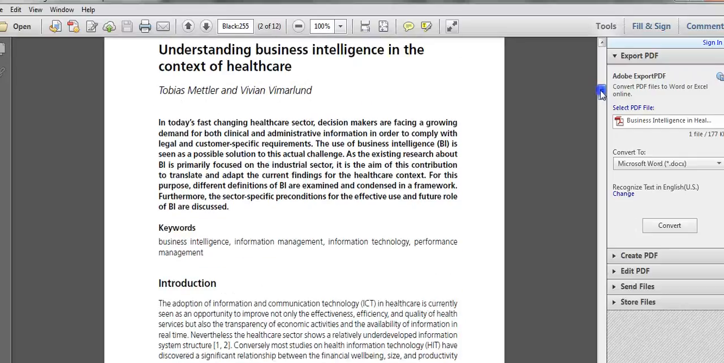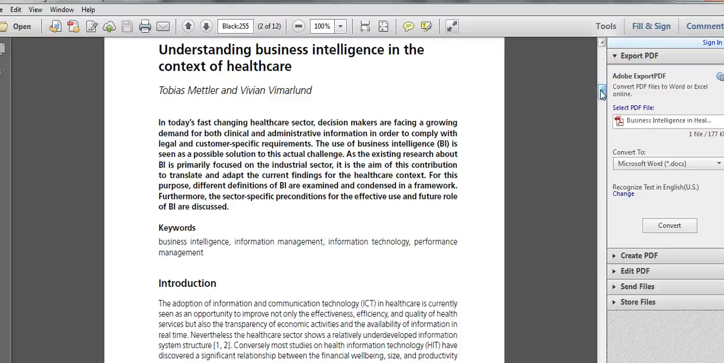So let's look at it. It talks about understanding business intelligence in the context of healthcare. In today's fast-changing healthcare sector, decision makers demand clinical and administrative information in order to comply with legal and customer-specific requirements. Use of business intelligence is seen as a possible solution to this challenge. Existing research about BI is primarily focused on the industrial sector. It is the aim of this contribution to translate and adapt the current findings to the healthcare context.